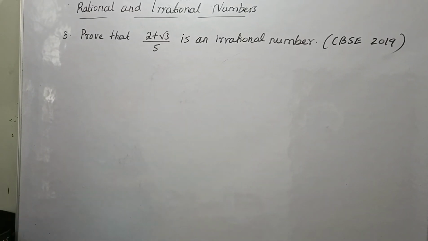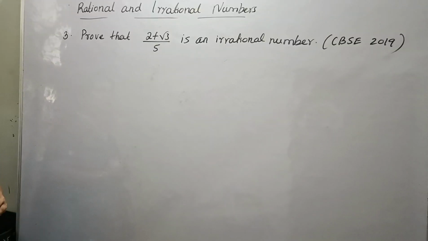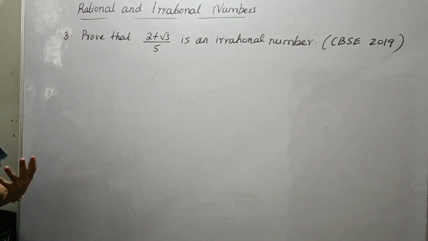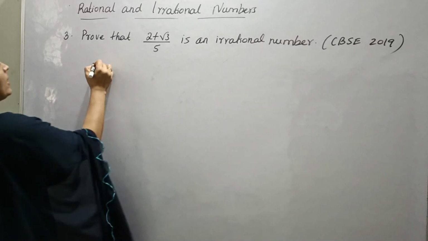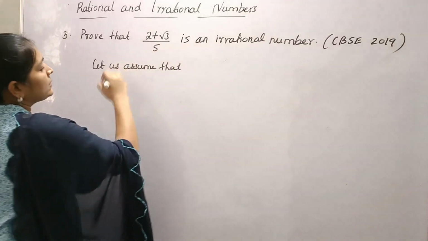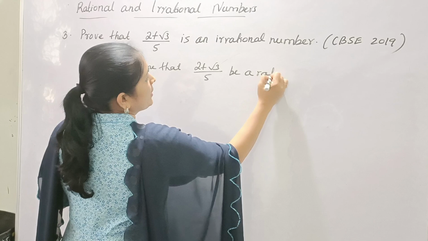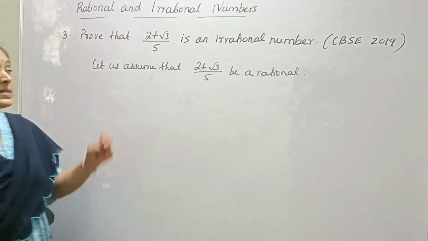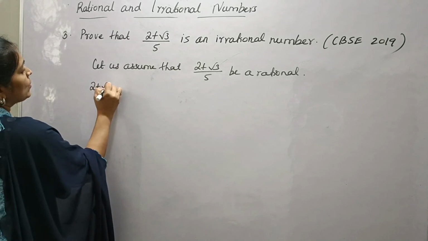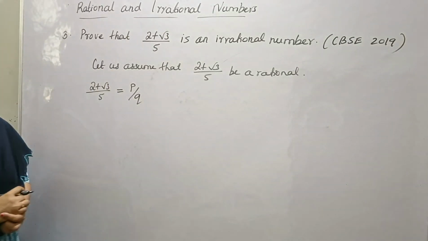Next question, prove that (2 plus root 3) divided by 5 is an irrational number. An important question. Here also we have to prove the given number is an irrational number, and we use the method of contradiction. So first of all, let's assume that (2 plus root 3) divided by 5 is a rational number. Therefore, since it is a rational number, this can be written in the form p by q: (2 plus root 3) divided by 5 is equal to p divided by q.